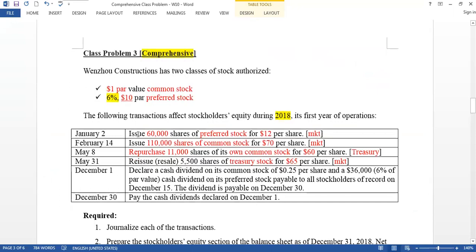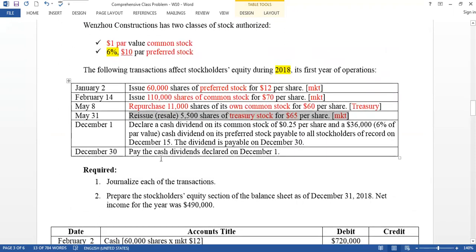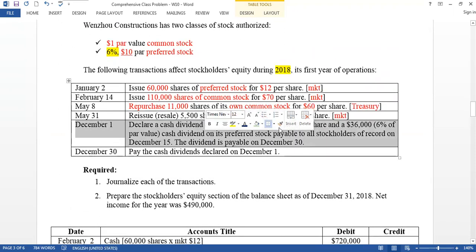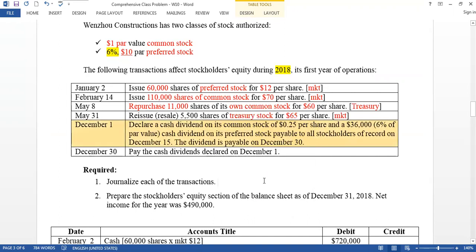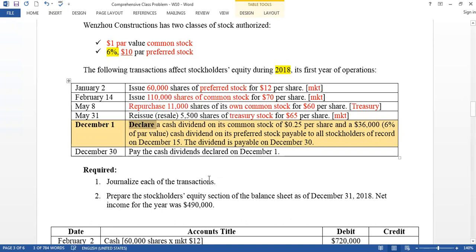So first we talk about preferred stock. Second, we talk about common stock. Third, we buy back treasury stock. Then we resell treasury stock. After that, the important part is the dividend part. Dividend is a little bit challenging because you have to calculate the dividend. On December 1st, the company declares a dividend and gives the guideline for how to pay it.